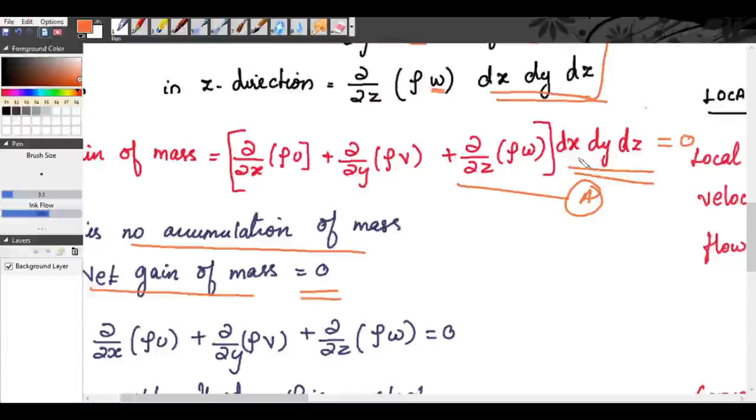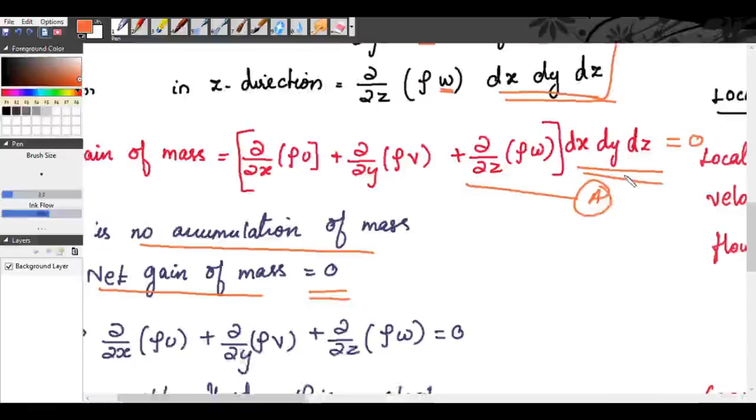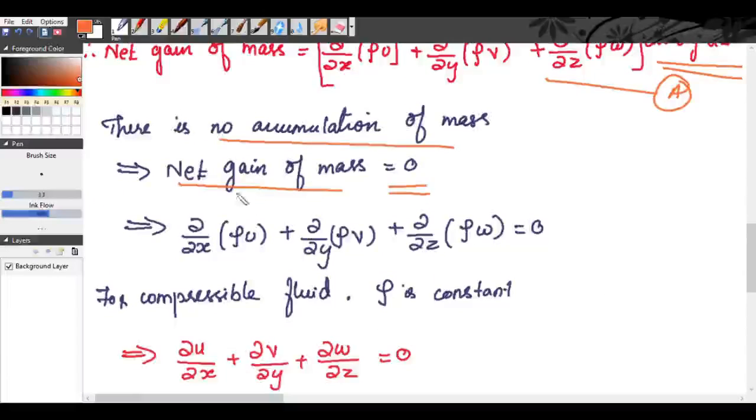So you take this, you cross multiply. You get ∂/∂x of (ρu) plus ∂/∂y of (ρv) plus ∂/∂z of (ρw) is equal to 0. That is what is written here.